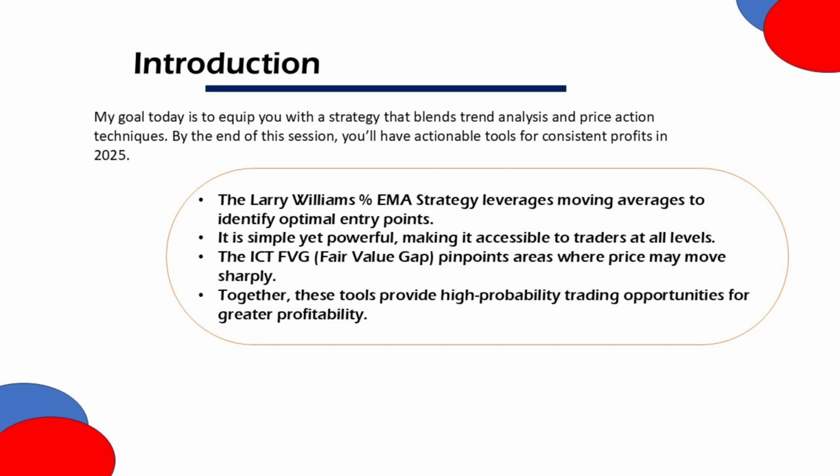The Larry Williams Descent EMA strategy focuses on using moving averages to identify the right entry points. It's simple but powerful. The ICT FVG, fair value gap, helps us spot areas where price could move strongly, giving us even more opportunities to profit.